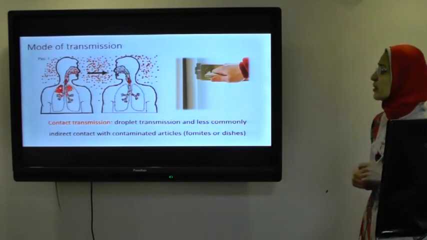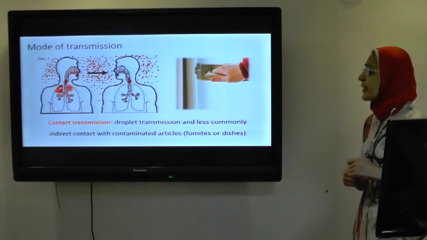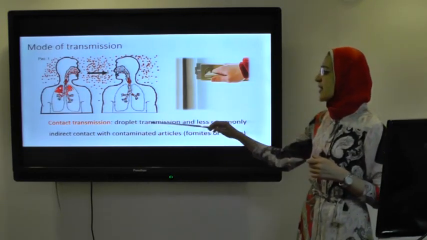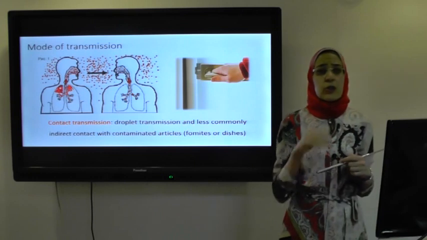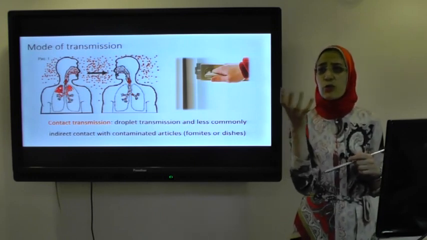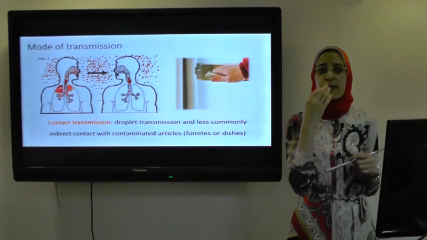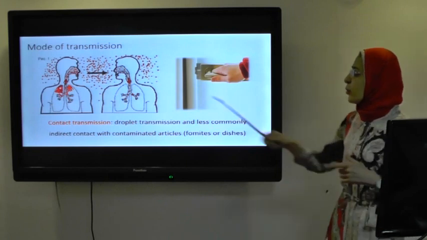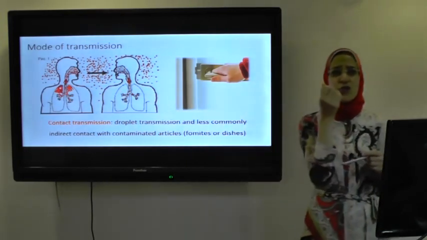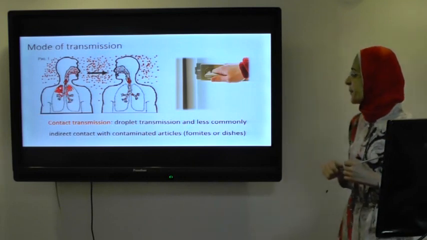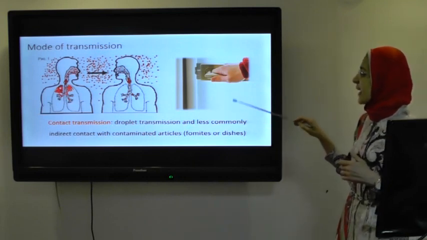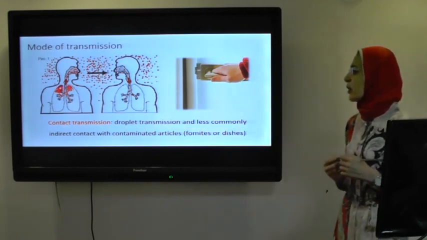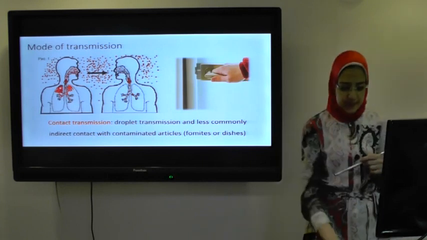The mode of transmission of TB. Regarding pulmonary TB, it is transmitted by contact transmission, that's to say, droplet transmission. Droplets are sprayed out onto the mucous membrane of the nose and the mouth when coughing or sneezing. This is called droplet transmission. Those droplets are usually of large size, larger than 5 micron. And to a lesser extent, pulmonary TB can be transmitted less commonly by indirect contact with contaminated articles.